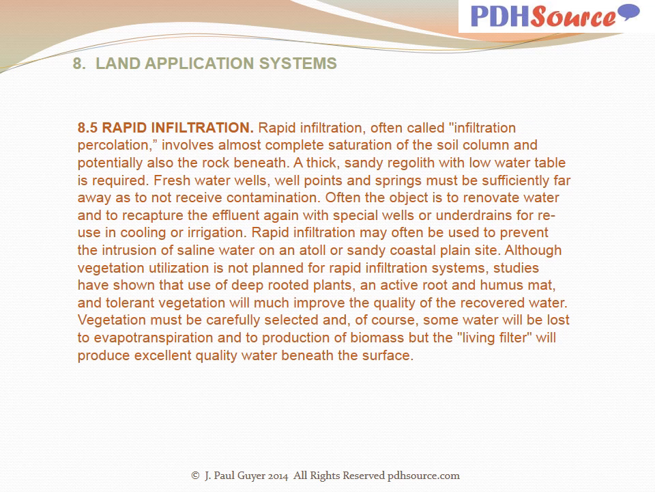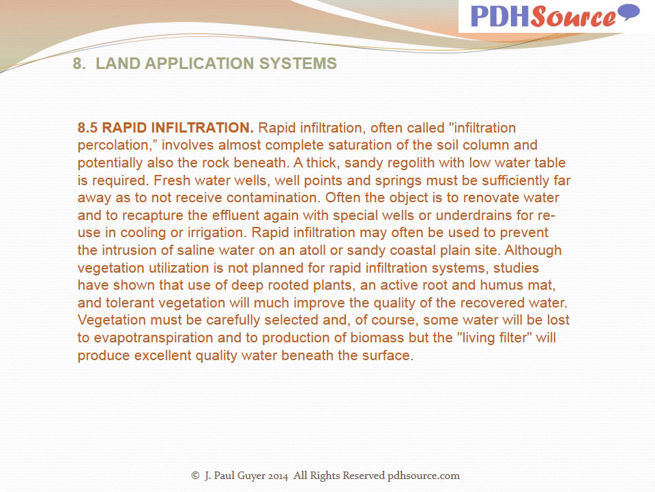Rapid infiltration, often called infiltration percolation, involves almost complete saturation of the soil column and potentially also the rock beneath. A thick, sandy regolith with low water table is required. Freshwater wells, well points, and springs must be sufficiently far away so as to not receive contamination. Often the object is to renovate water and to recapture the effluent again with special wells or under drains for reuse in cooling or irrigation.